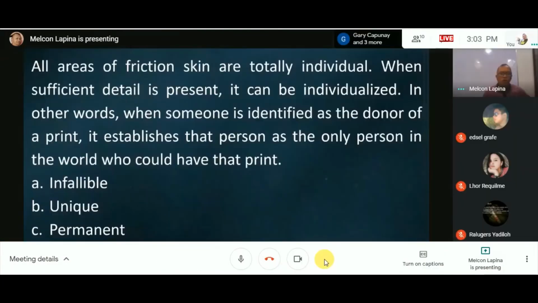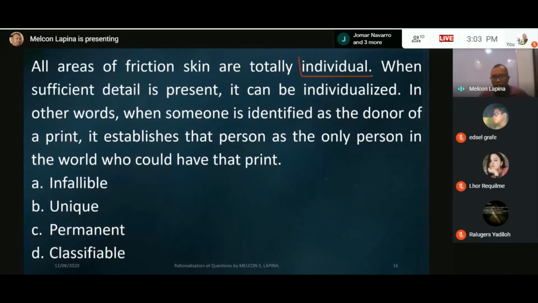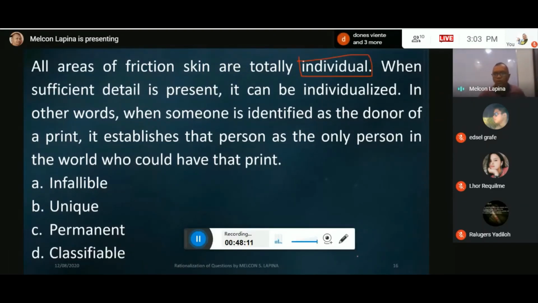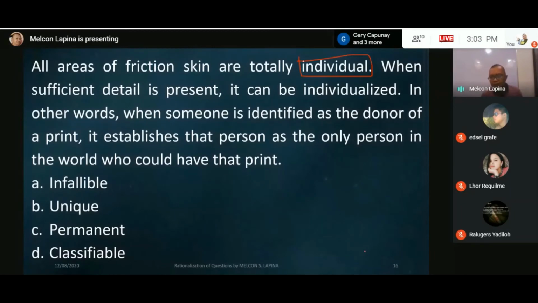Go to number 16. All areas of friction skin are totally individual. So, nandito na kaagad ang pinaka-word na kailangan natin malaman. Totally individual, meaning to say, nag-iisa. When sufficient detail is present, it can be individualized. In other words, when someone is identified as the donor of a print, it establishes that person as the only person in the world who could have that print. That is known as the principle of uniqueness, or yung tinatawag na individual. Nature does not copy itself.